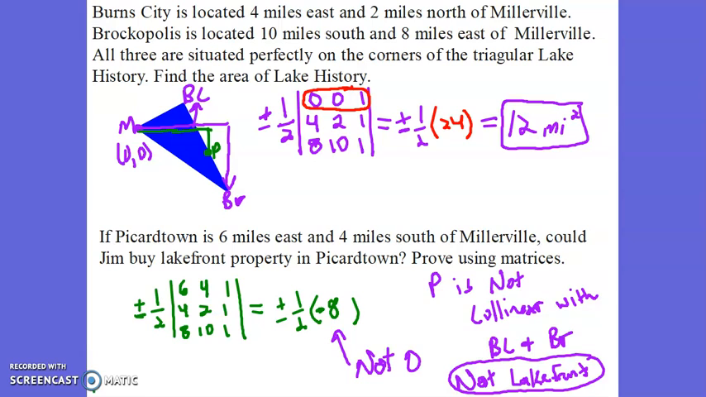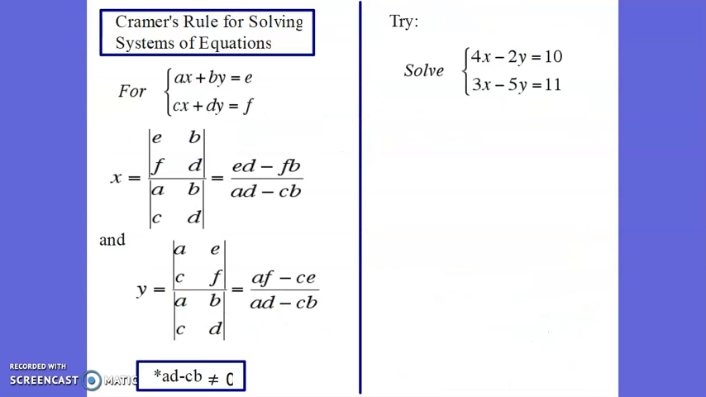Makes it really fast when you have 3 random points on a graph. Another nice application is what's called Cramer's rule for solving systems. Cramer's rule is basically a way to use determinants to solve a system very, very quickly. Not quite as quick maybe as RREF or inverse matrices, but again, it's a helpful thing. So we'll go over it fairly quickly.